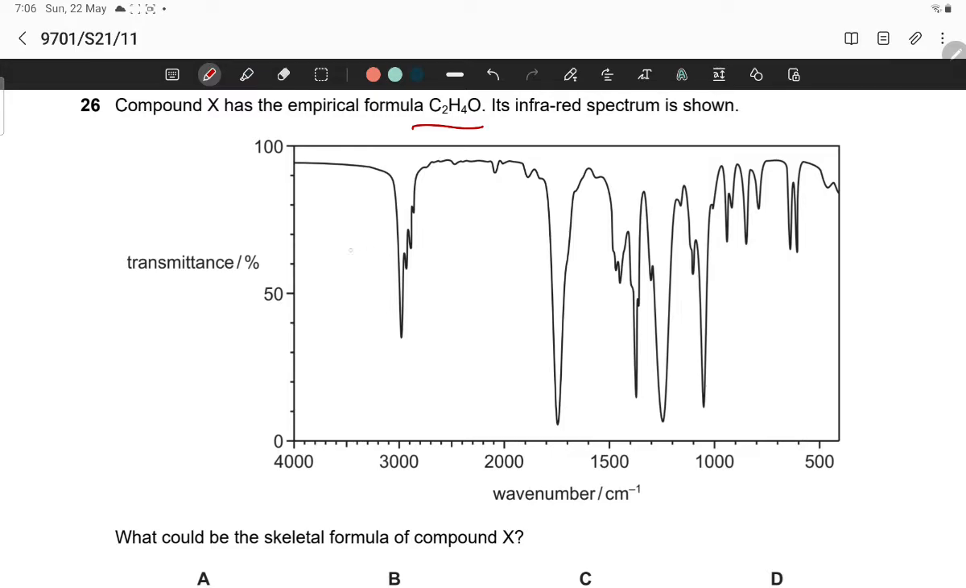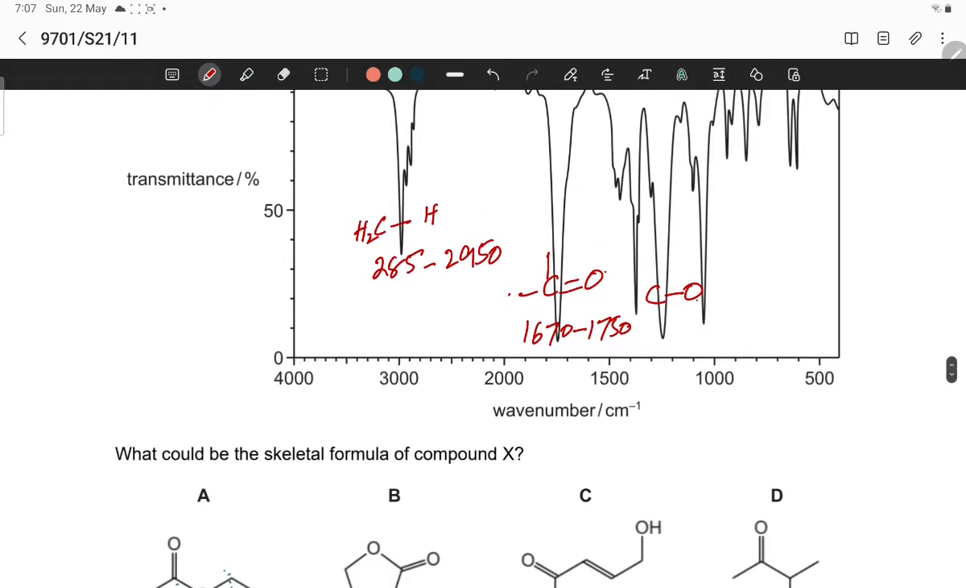By looking in the data booklet, this peak is C-H of alkane, at 2850 to 2950. This peak is C=O, present in 1670 to 1750. This is a sharp peak, and the C-O peak is there.